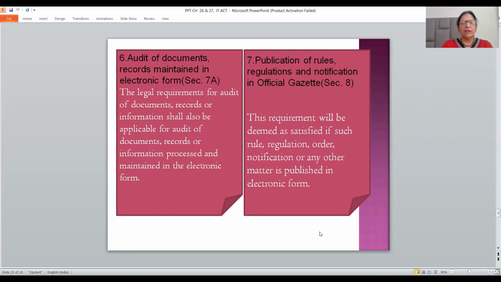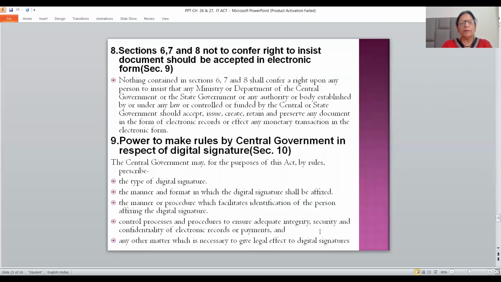Then audit of documents, records maintained in the electronic form. Even these documents which are being maintained in the electronic form must be audited. Okay, and then publication of rules, regulations and notification in the official gazette. How can we say that they have been published in the official gazette when they are available in the electronic form? Now, instead of a paper-based gazette, we are having e-gazette. Documents are there, e-gazette. Many times when amendments take place in any act, all these amendments are there in the e-form, electronic form.